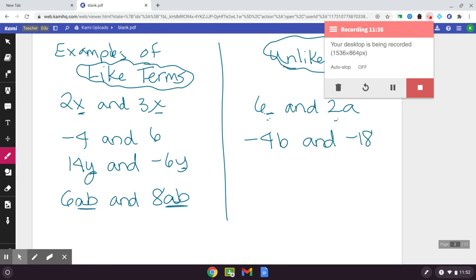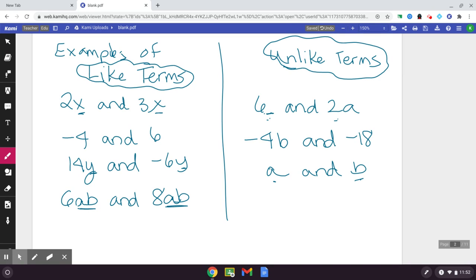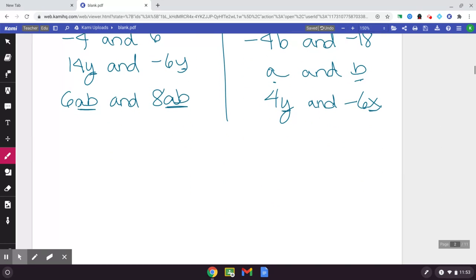Okay, another example of unlike terms would be like if you had a and b. This has an a, this has a b, they're different, so they are unlike terms. Okay, last example, 4y and -6x would be unlike. This has a y, this has an x, they're not the same. You couldn't combine them together.